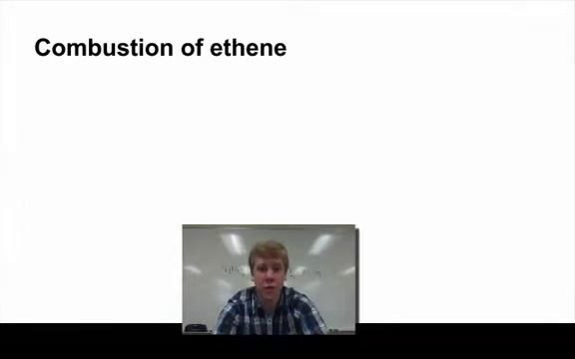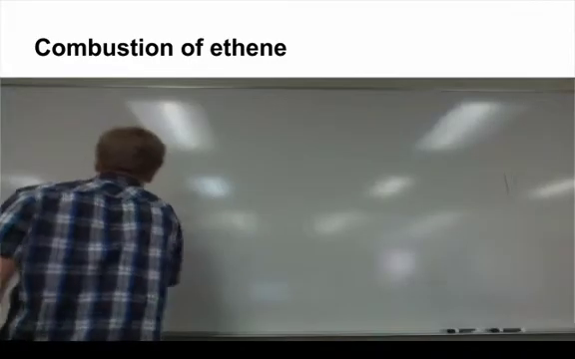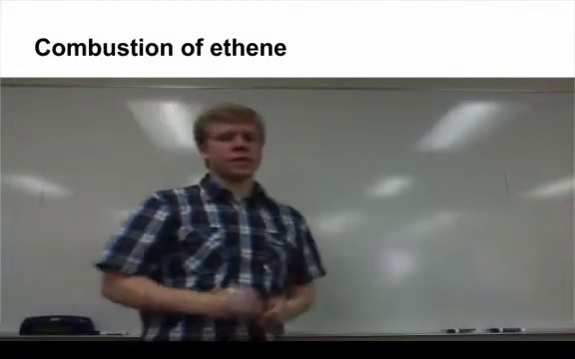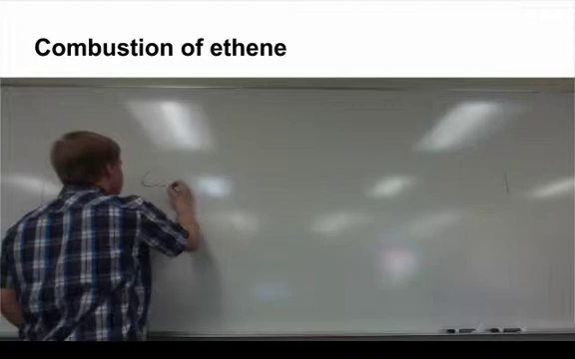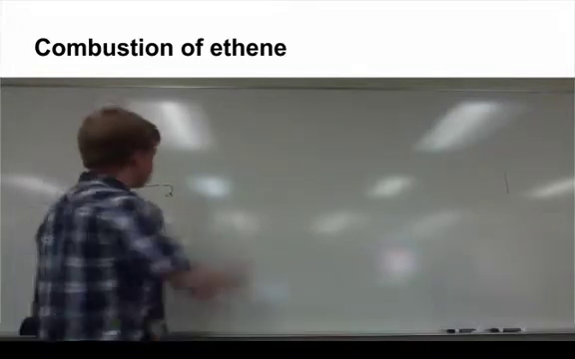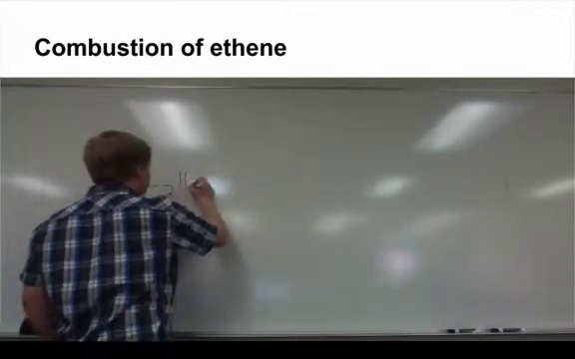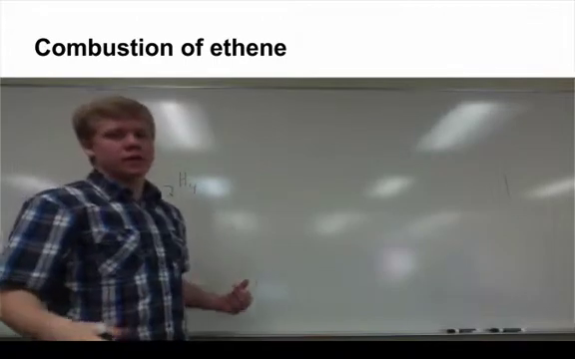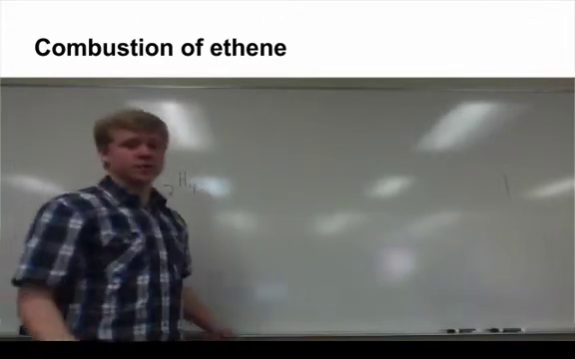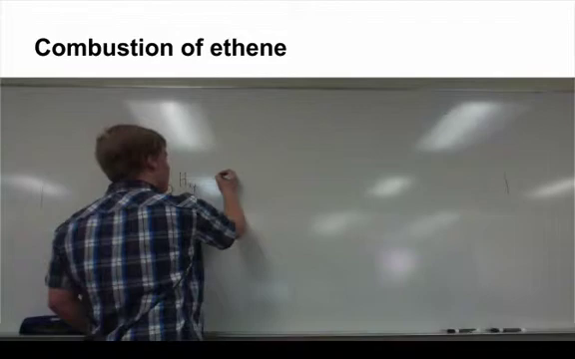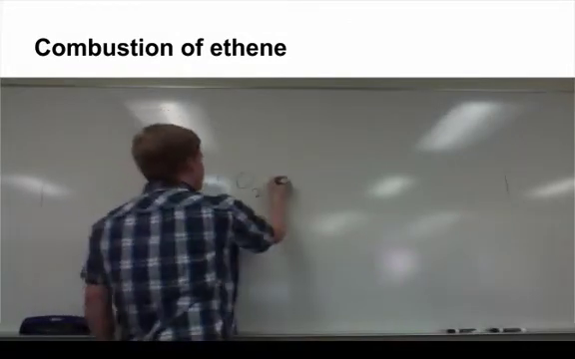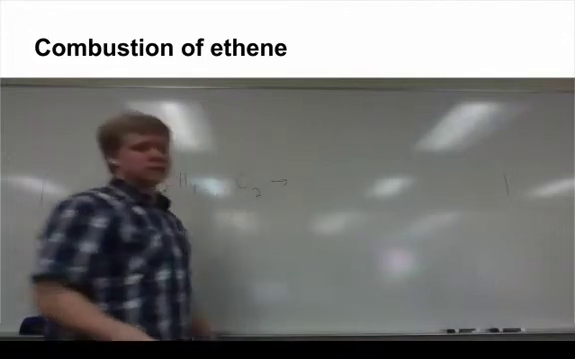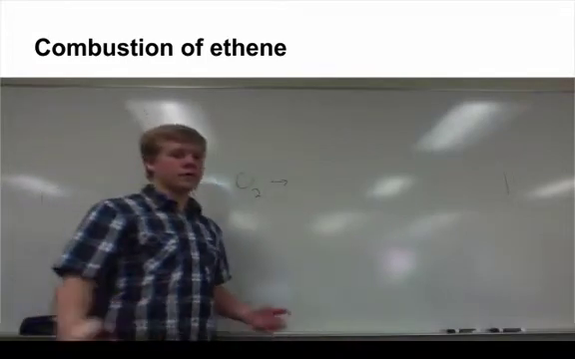Now, first we need a chemical formula, as always. So, chemical formula for ethene: C2H4. And we know that in combustion reactions, it always reacts with oxygen, and oxygen is O2. Now, the products are water and carbon dioxide.